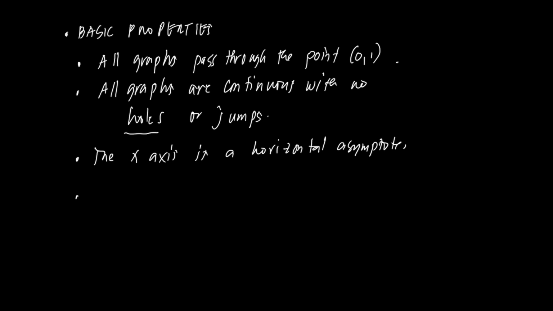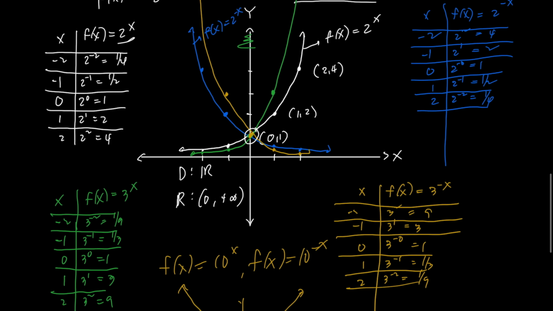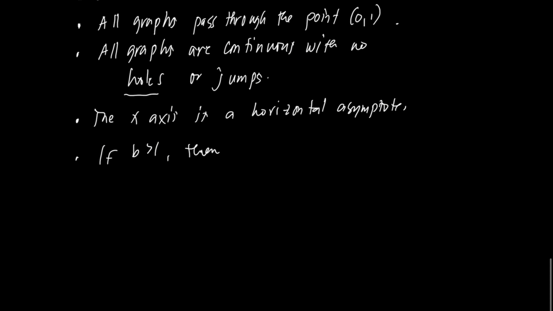Next, what can you observe for b greater than 1? What are the b greater than 1? This one: 2 to the x and 3 to the x. 2 is greater than 1 and 3 is greater than 1. What can you observe about their graph? Okay, it's increasing. If b is greater than 1, then b to the x increases as x increases.